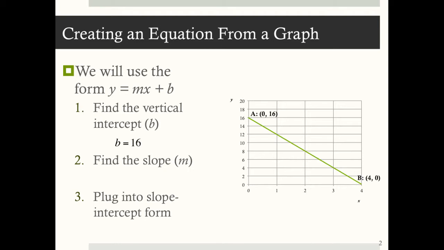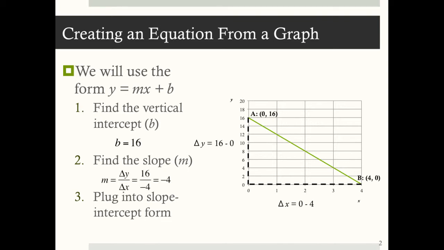Then I'm going to find the slope. And you can choose any two points. I've just arbitrarily chosen the horizontal intercept and the vertical intercept. So I have the two ordered pairs (0, 16) and (4, 0). Remember, the slope is rise over run, or the change in y over the change in x. So the change in y is going to be 16 minus 0 as I move from a to b. And the corresponding change in x is going to be negative 4, 0 minus 4.